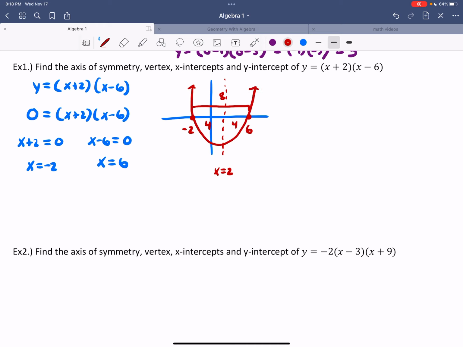So that vertex is going to be somewhere down here in quadrant 4, where we go down along the axis of symmetry. So let's actually figure out the coordinate of that vertex. Now, for the vertex, I know that my x coordinate is 2, and I'm going to plug and chug to figure out what the y value is. So take your equation and plug a 2 in for every x that you see.